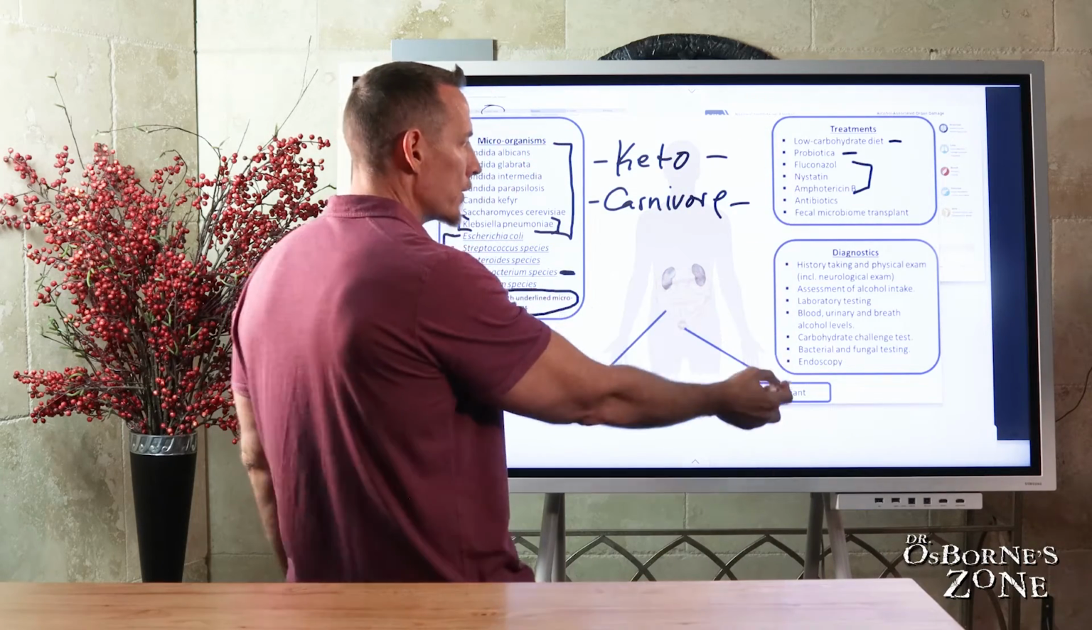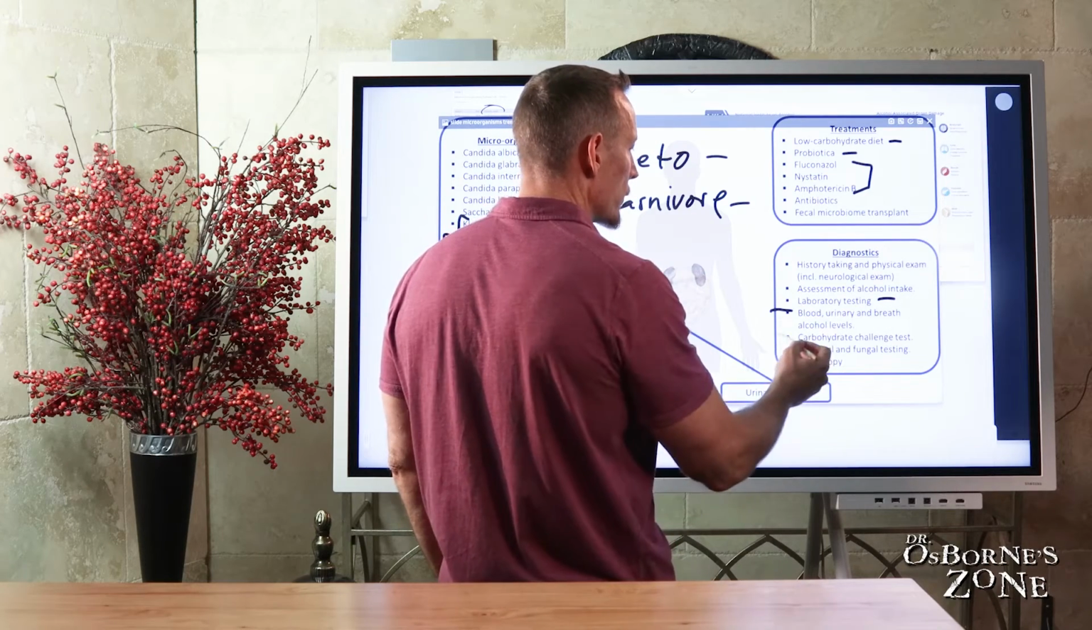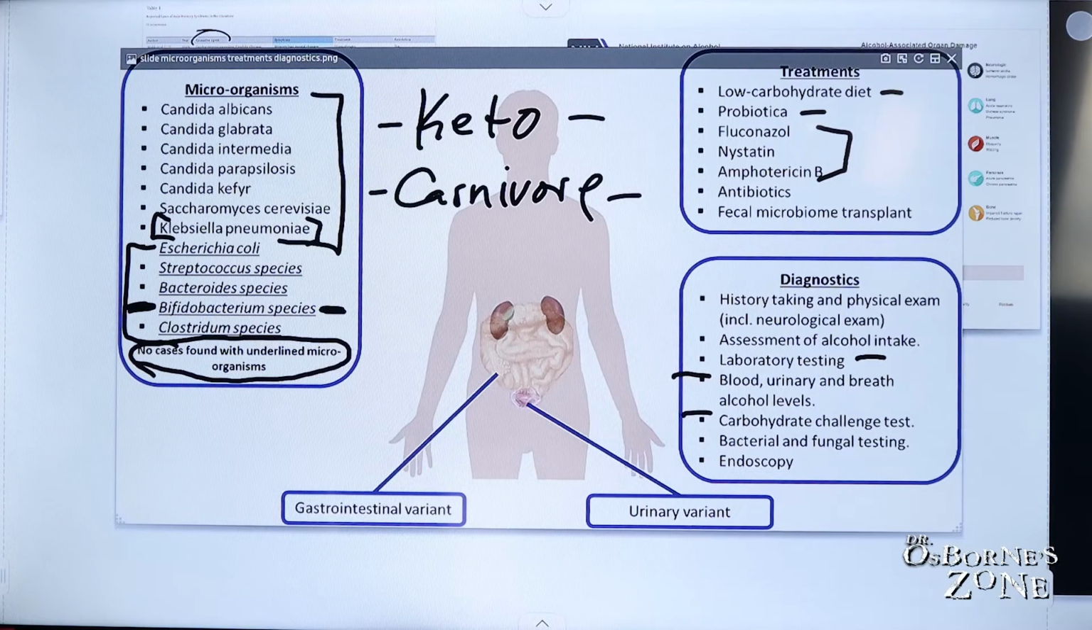And then again, the diagnostics, it's lab testing. It's blood, urinary, breath, alcohol levels. It's carbohydrate challenging. And it's culturing, right? Bacterial and fungal testing. And you've got to do that. The way you have to do that is you have to culture.